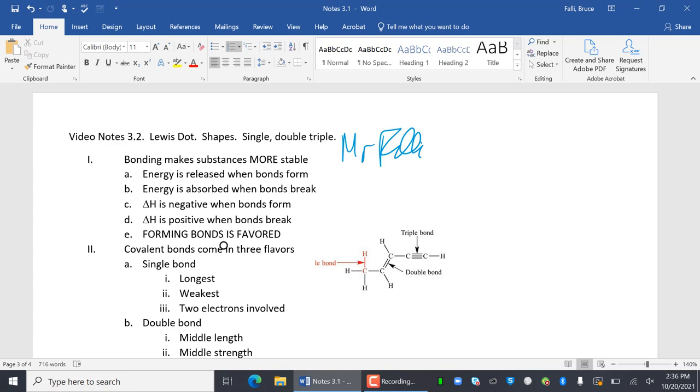All right. So first of all, you need to know that bonding makes substances more stable. So that means bonding is favored. And what that means is energy is released when bonds form.